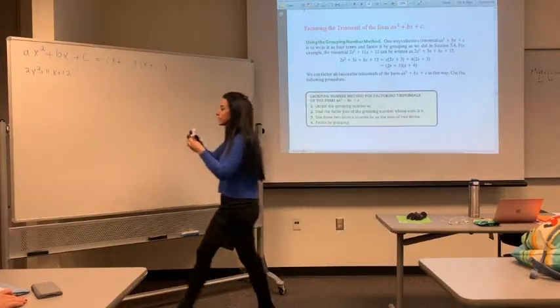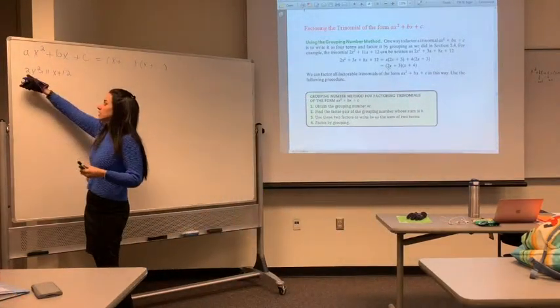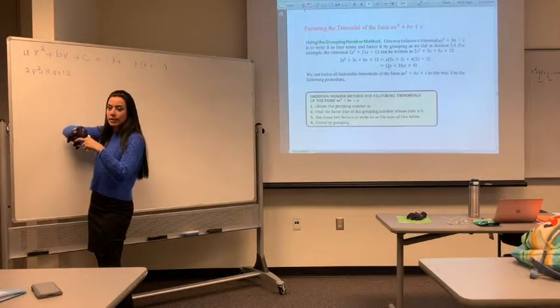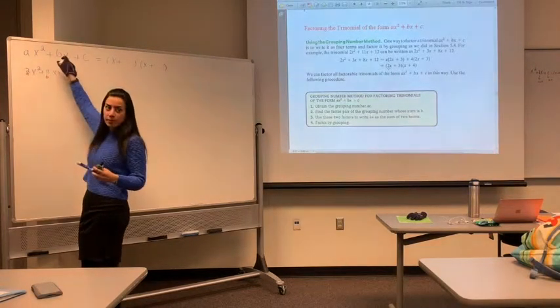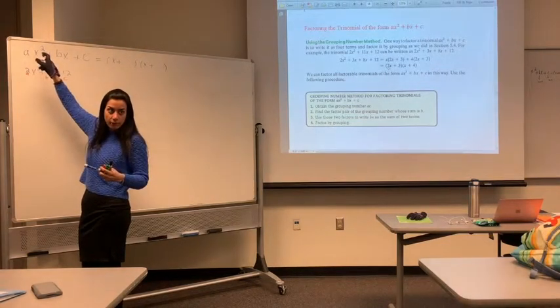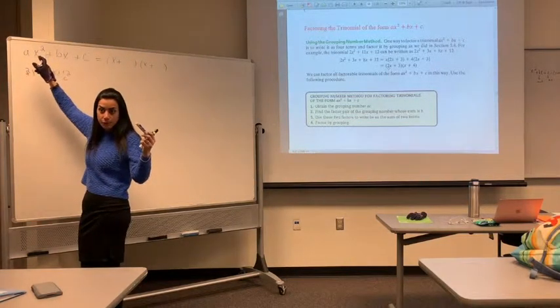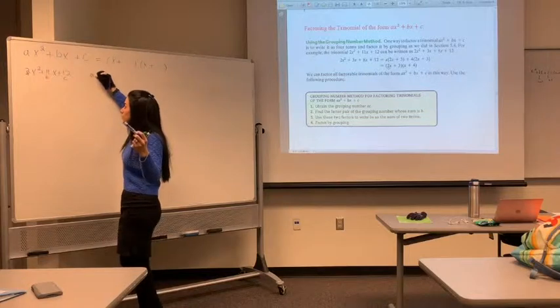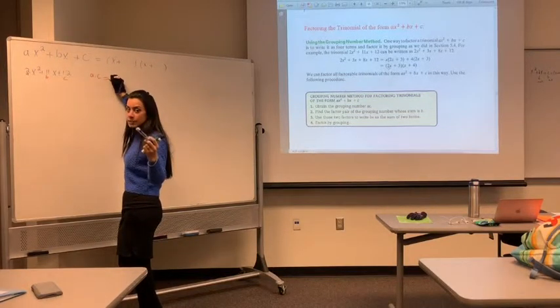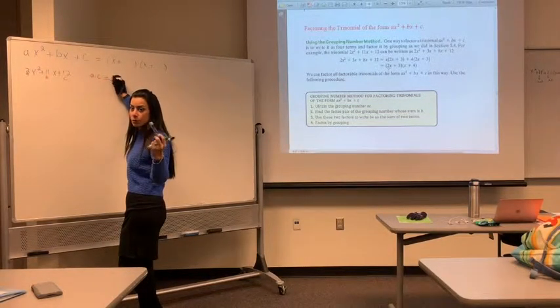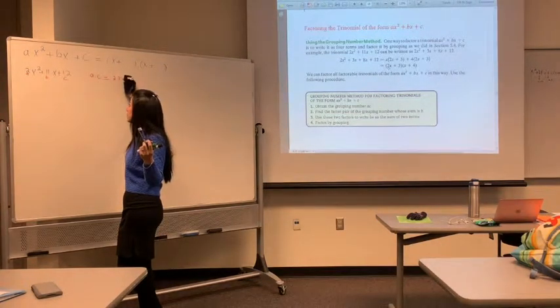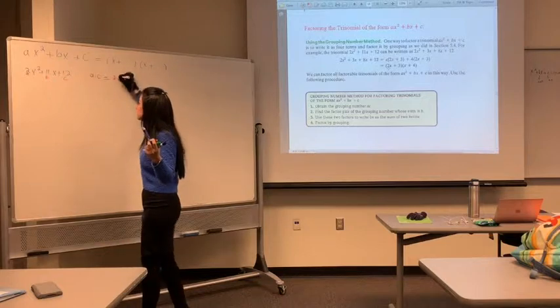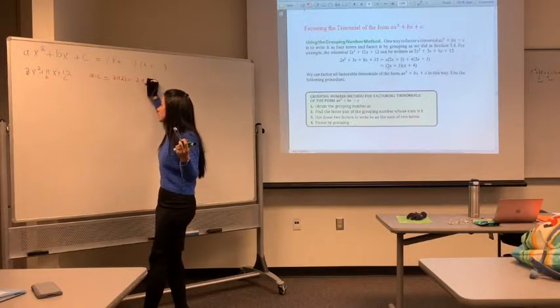So we know this one is A, this one is B, this one is C, right? A, B, C, compared to this formula we have. The first step, multiply A to C. Multiply A to C. 2 multiply 12 gives us 24.